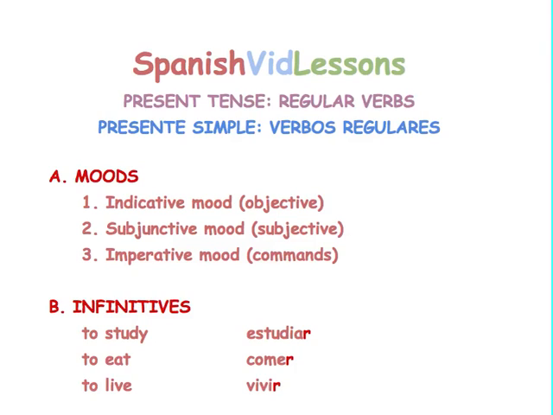Infinitives. So of course we need infinitives, like in English. So to study, to eat, to live, they have to plus the verb form, right? So in Spanish, infinitives are identified by an "r" ending, like estudiar, ar, comer, er, vivir, ir. Okay, that's easy, right?